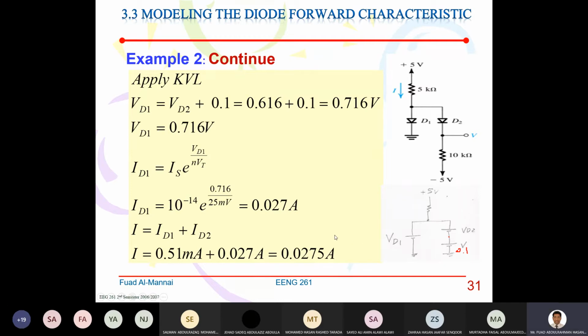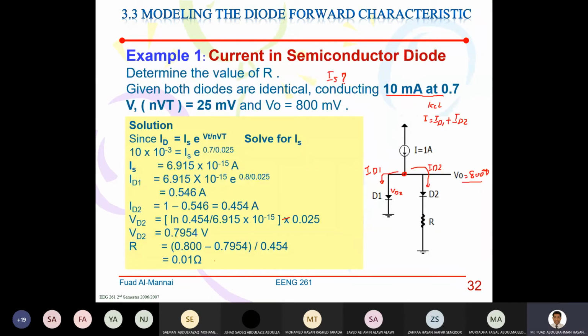Any questions? All right. Everybody understand? Okay, the same thing here. This also came in one of the exams a long time ago. He said determine the value of R. He wants us to find the value of R.